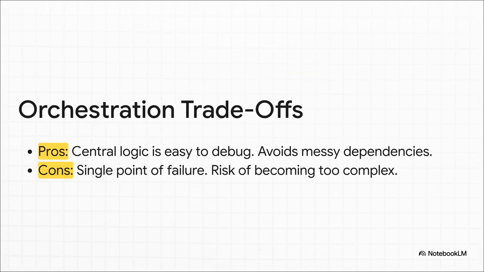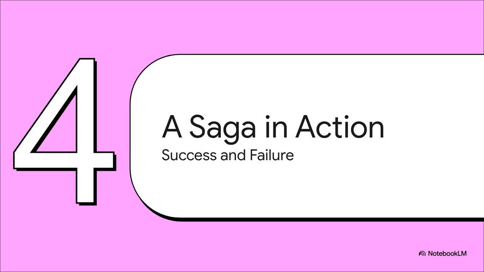The huge advantage here is clarity. The entire business process is spelled out in one place, which makes it so much easier to understand and to debug. The risk, of course, is that the conductor becomes a single point of failure. If the conductor goes down, the whole symphony just stops. And you have to be really careful not to make the orchestrator too smart, or you'll accidentally build another complex monolith.